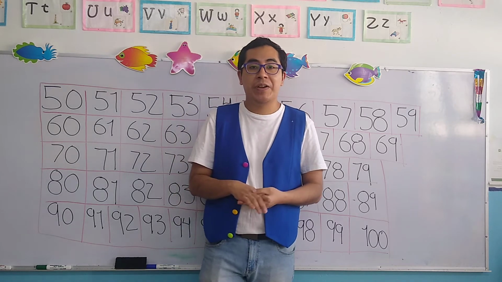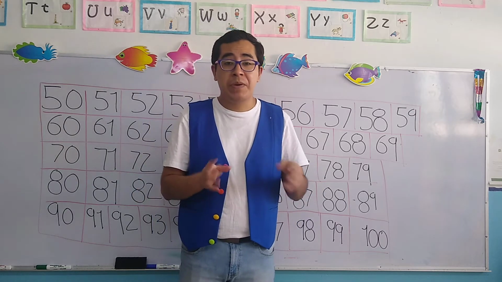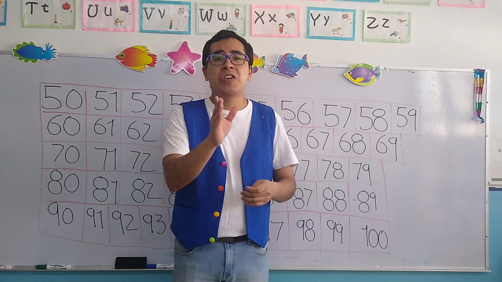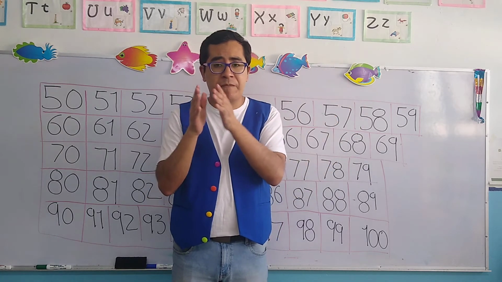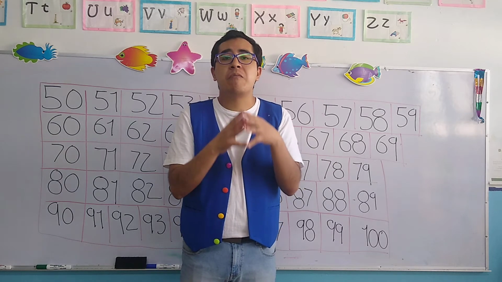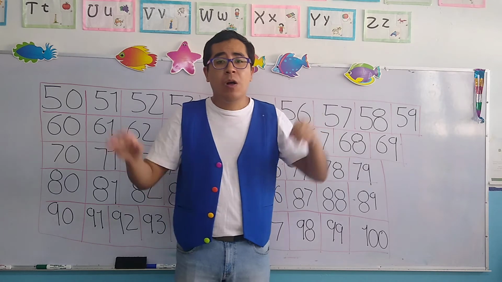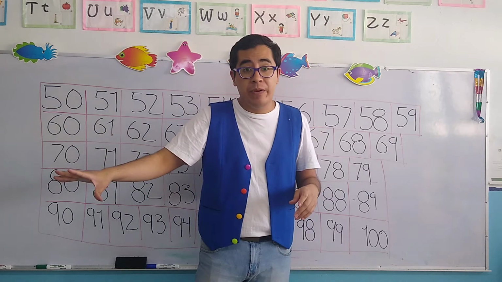So today, my children, we're going to continue with the review of the numbers. Remember, on previous videos, we finished from number 1 to number 50. That was the last number we saw. Today, we're going to continue from number 50 all the way to number 100, okay?